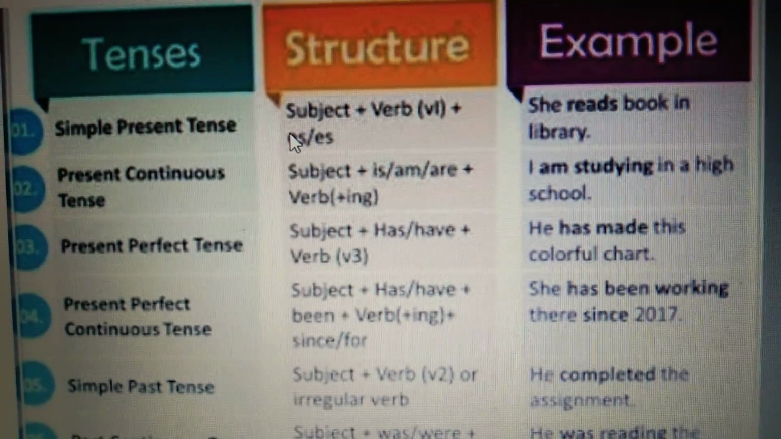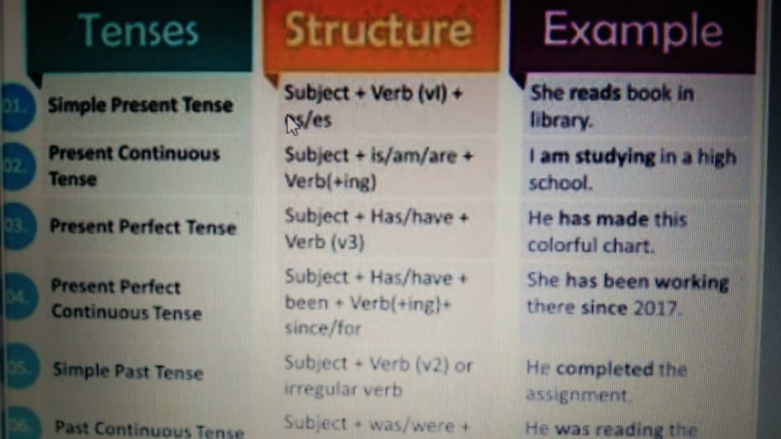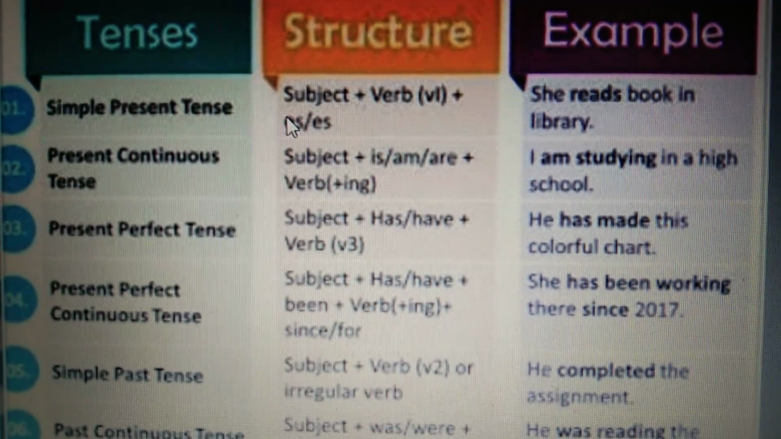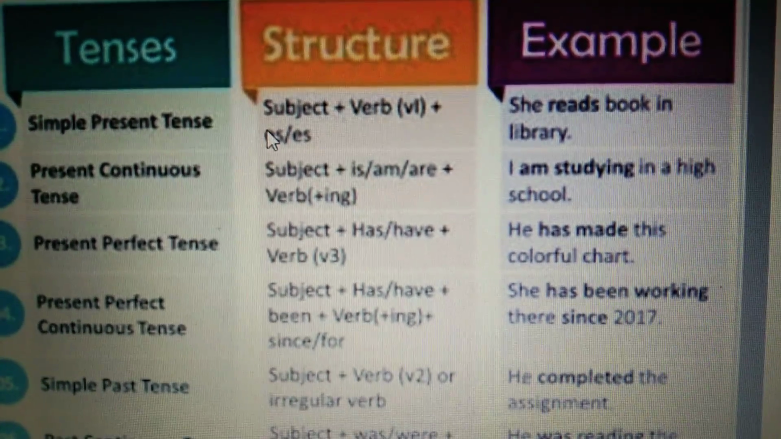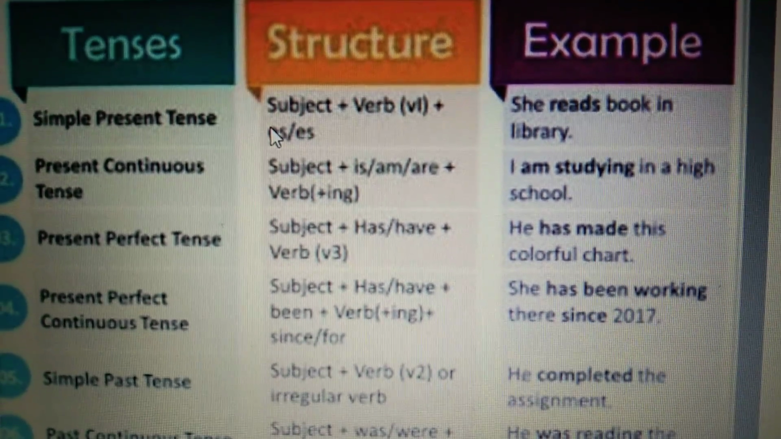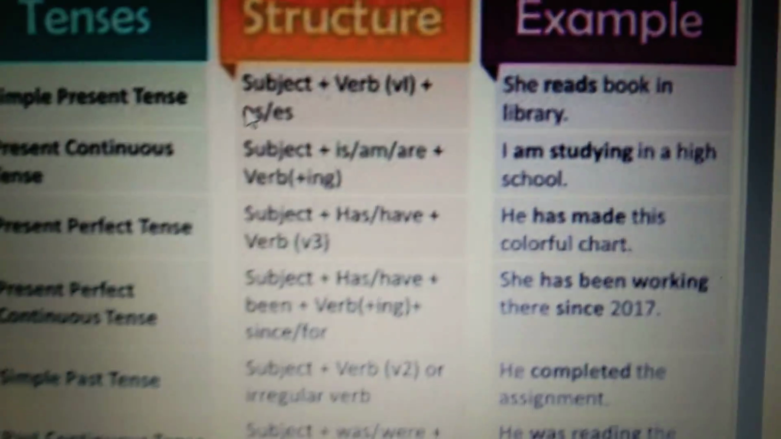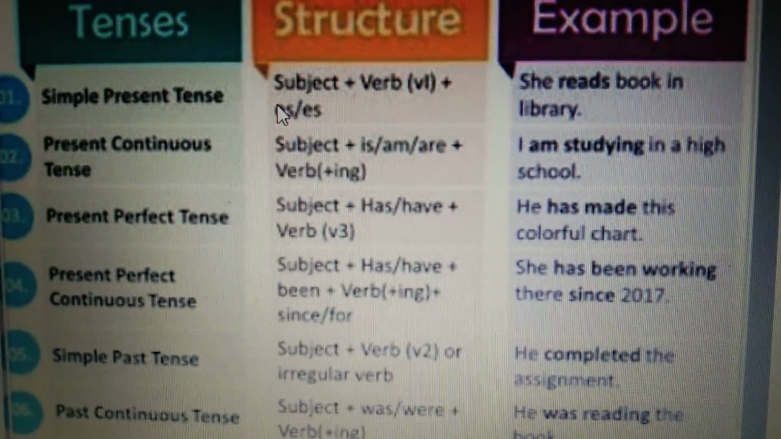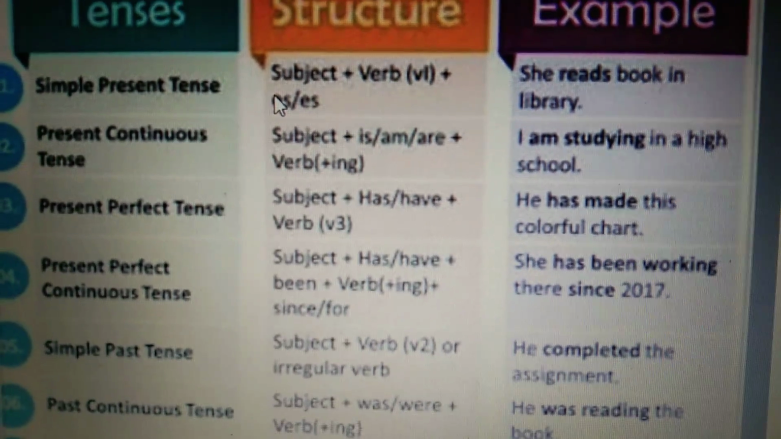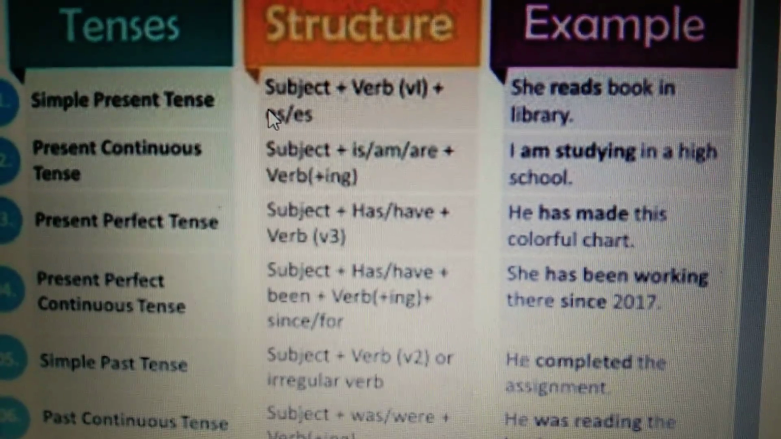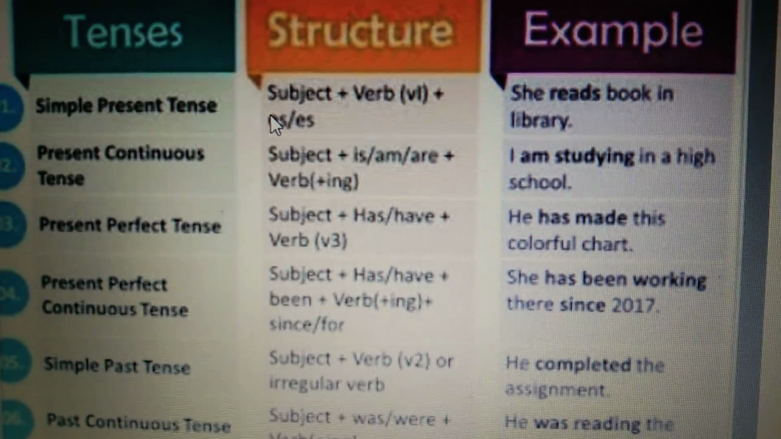Tense means time. Tense of a verb shows the time of an action or event. There are three main tenses: present, past and future, and they are further divided into sub branches. First we'll do present, simple present tense. It is also called present indefinite tense. In present indefinite tense, generally it shows the actions which are universal truths and our habitual actions.